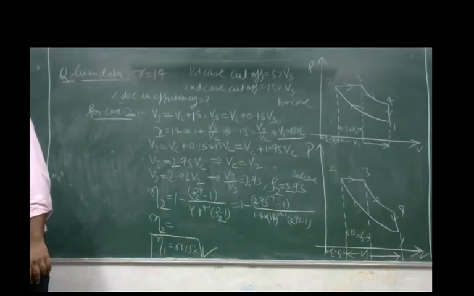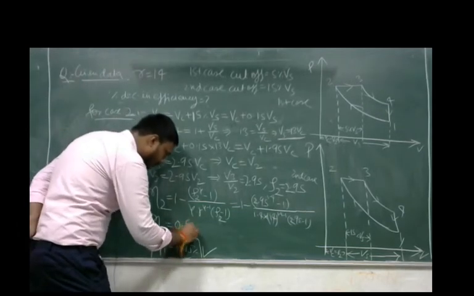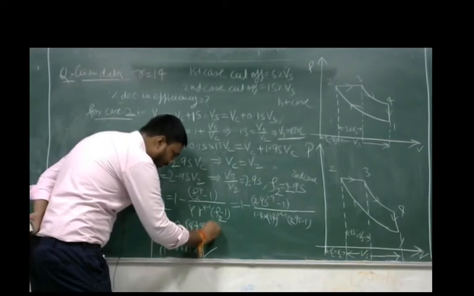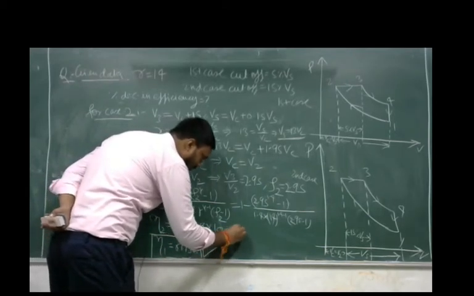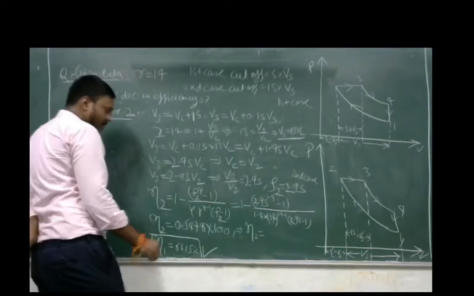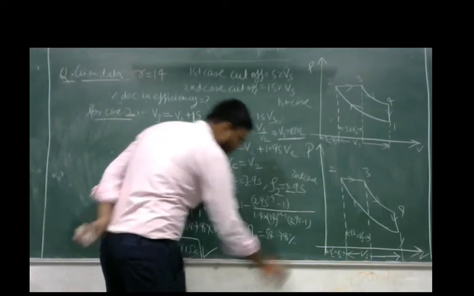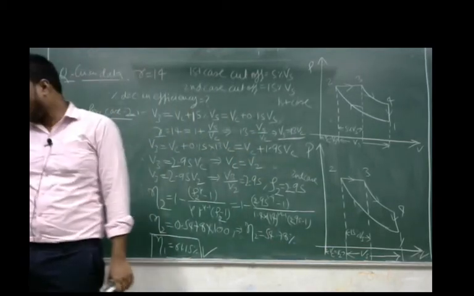So the value of eta 2 comes equal to 0.5478. Into 100, we get eta 2 equal to 54.78%. Now we have got both the values.